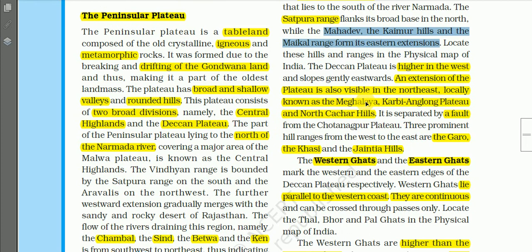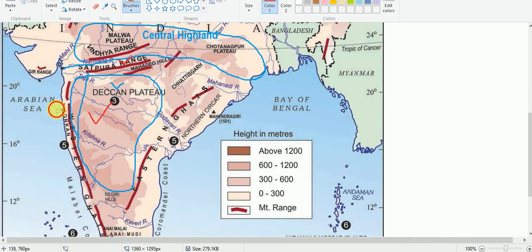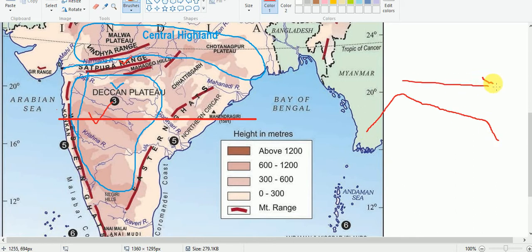And the Deccan Plateau is higher in the west and slopes gently eastward. So if you cut here, for example, the Deccan Plateau is here, and if we cut along this line, the slope is like this. It is sloping from the west towards the east.